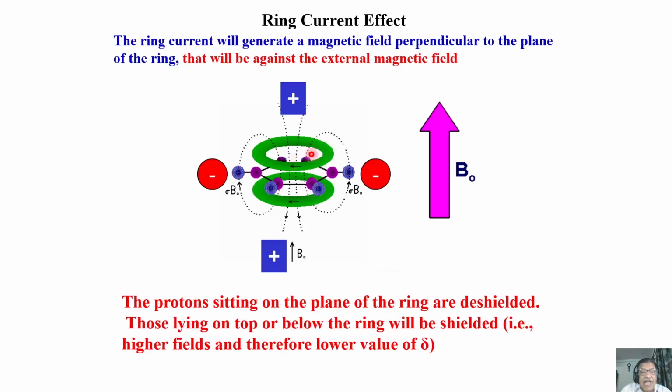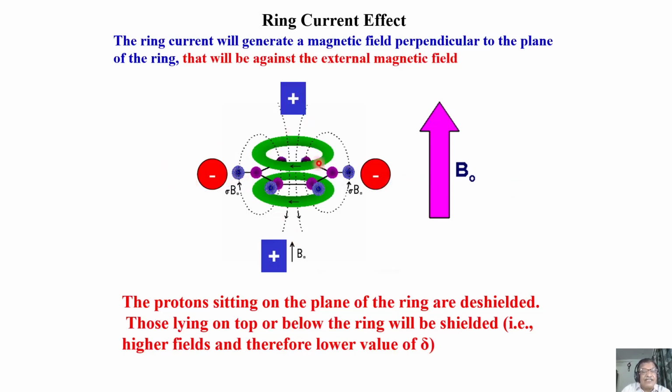Just above and below the plane of the ring, it is going to be a shielded zone. It is written as plus. Okay, plus means shielded. Just in the plane of the ring, protons are de-shielded. Look at this one. Protons above and below the ring are always shielded. Protons in the plane of the ring get de-shielded.